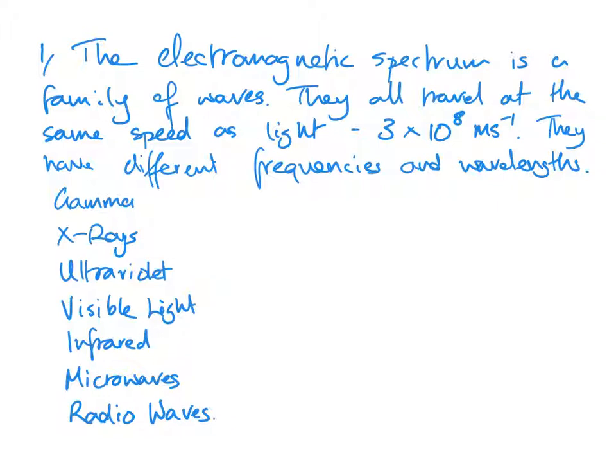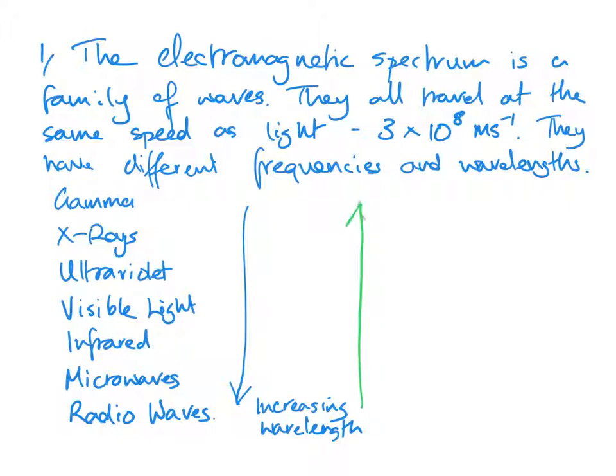And if I put a wee arrow then, that's in order of increasing wavelength. And if we use a different colour, and for a different arrow, put one the opposite way around, that order's increasing frequency. So gamma's got the largest frequency.